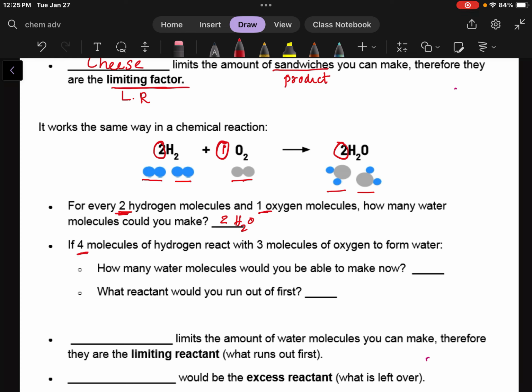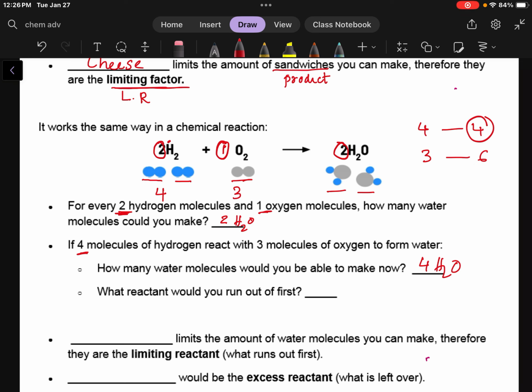If there are 4 molecules of hydrogen and 3 molecules of oxygen, how many molecules of water can you make? Okay, think. If you have 4 hydrogen, they are in the same ratio, so you can make 4 water. If there are 3 oxygen you can make 6. So we don't have enough hydrogen, so you can make only how many? You can make only 4 water.